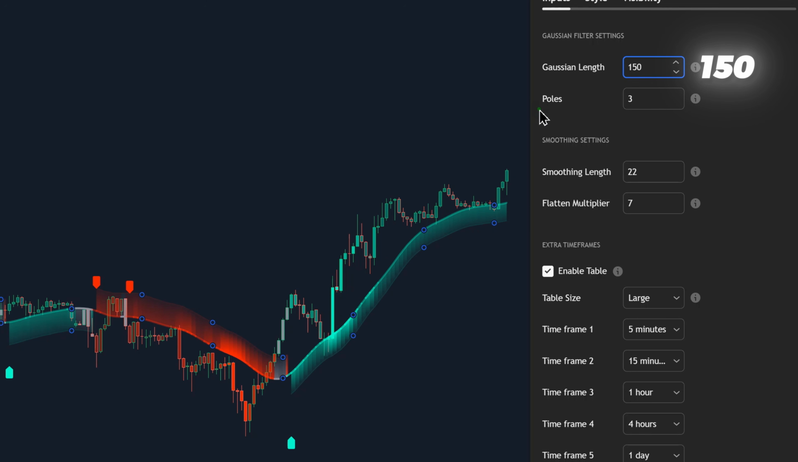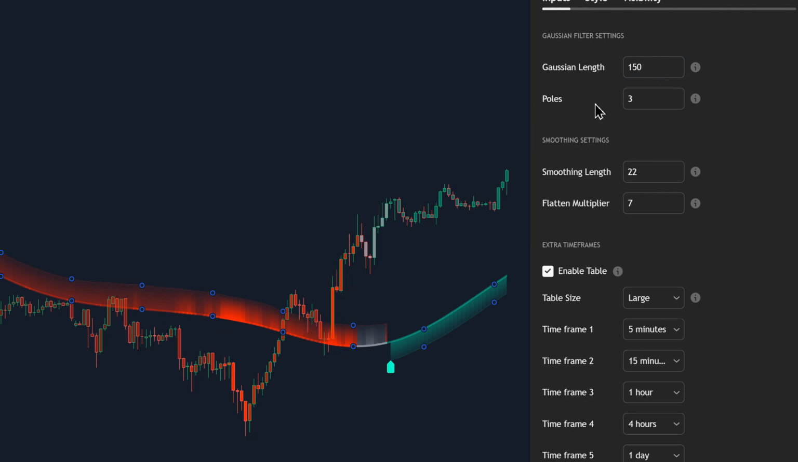Next, we have poles, which controls the smoothness of the Gaussian filter. Higher poles make the smoothing stronger, reducing noise, but also potentially delaying trend shifts. I'm not gonna change this value. And then we have the smoothing length with a default value of 22. I'm gonna change this to 30, which is gonna help refine the trend line even further.